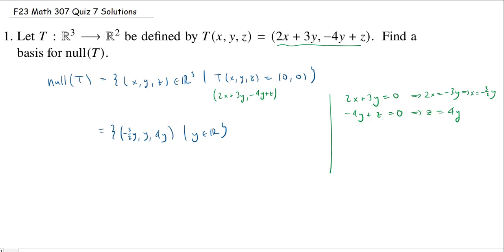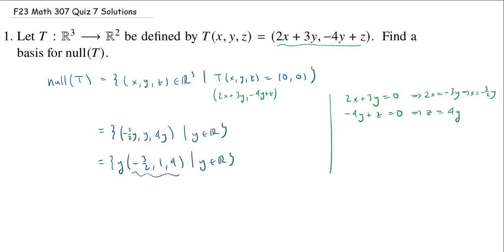Of course, I wanted a basis for it, so we'll go a little step further. Let's factor a y out of here. So this is y times (negative 3/2, 1, 4). Still, y has to be a real number. And I see this is now just all multiples of this one vector, (negative 3/2, 1, 4). So this is exactly equal to the span of (negative 3/2, 1, 4).